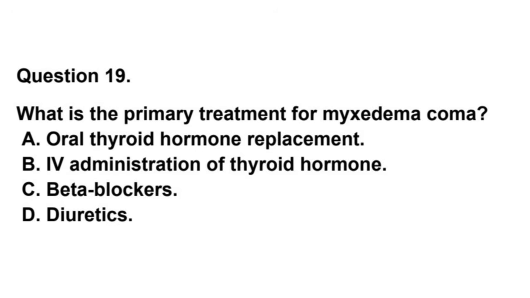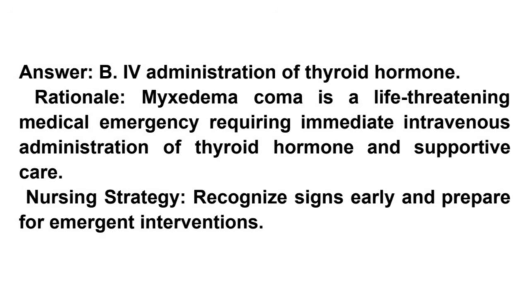Question 19. What is the primary treatment for myxedema coma? A. Oral thyroid hormone replacement. B. IV administration of thyroid hormone. C. Beta blockers. D. Diuretics. Answer: B. IV administration of thyroid hormone.